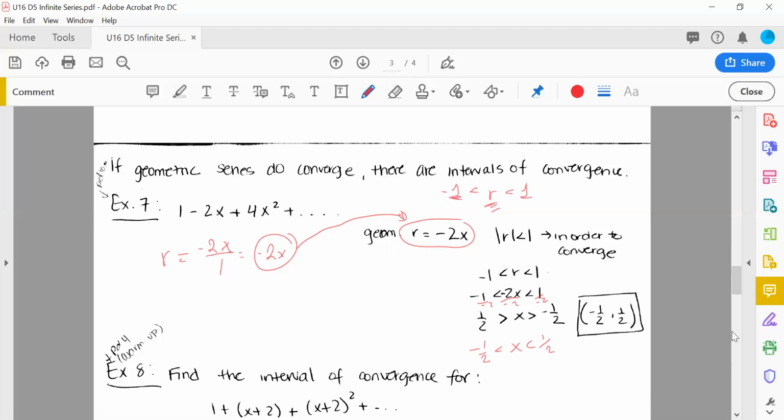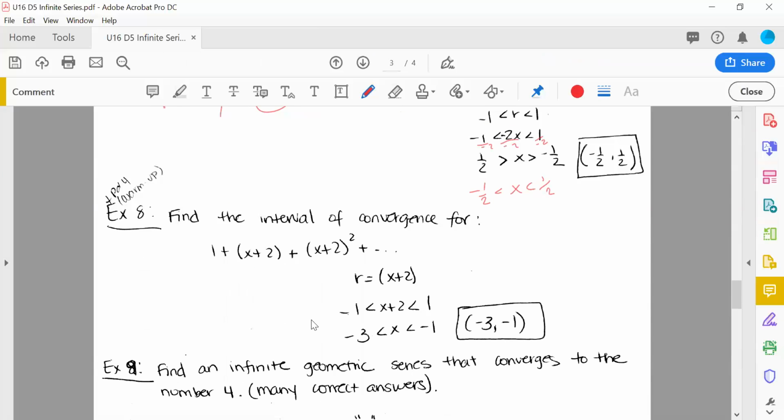And so you could also write it as soft brackets, negative 1/2 to positive 1/2. Those are the intervals of convergence. Otherwise, the series will diverge. I keep wanting to say system. Series will diverge. Find the intervals of convergence for this one.